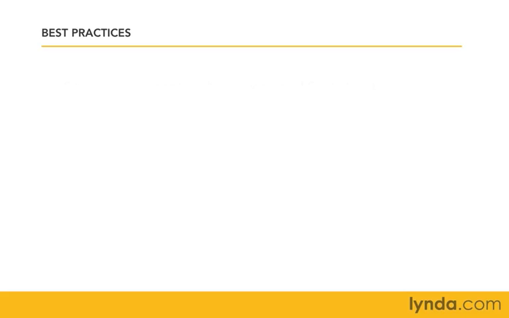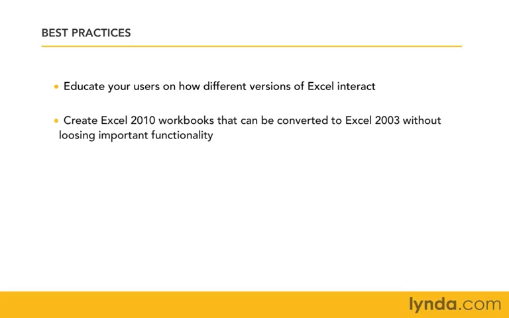Firstly, it's very important that you educate users on how the different versions of Microsoft Excel interact with one another. For example, there's certain features and functionality in Excel 2010 that simply never existed in Excel 2003. So keeping that in mind, it's a good idea to create Excel 2010 workbooks that can be easily converted to Excel 2003 formats without losing some important functionality. Losing a little bit of formatting here and there may not be a big deal, but when it comes to the actual functionality, you'll want to keep that in mind.